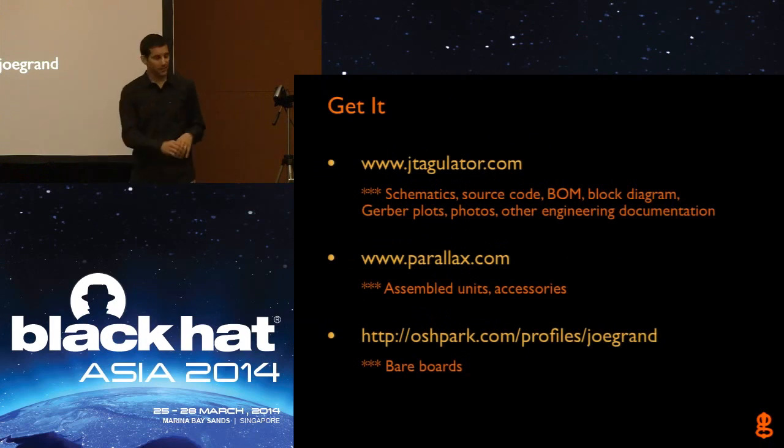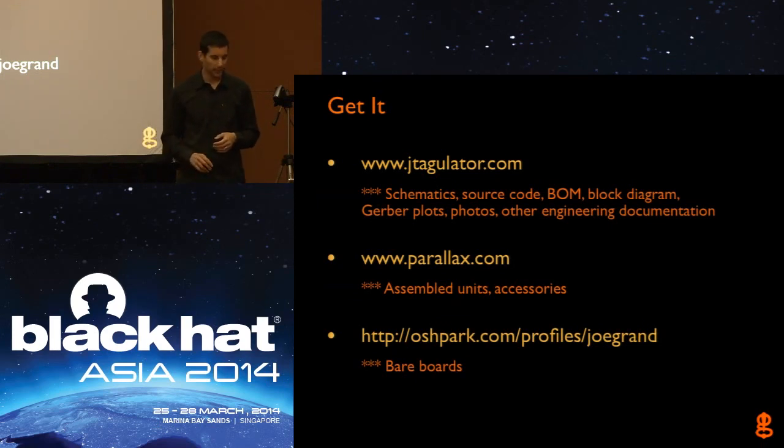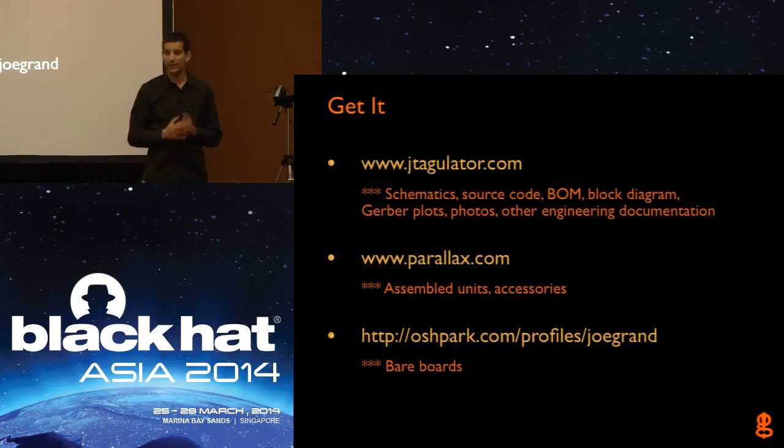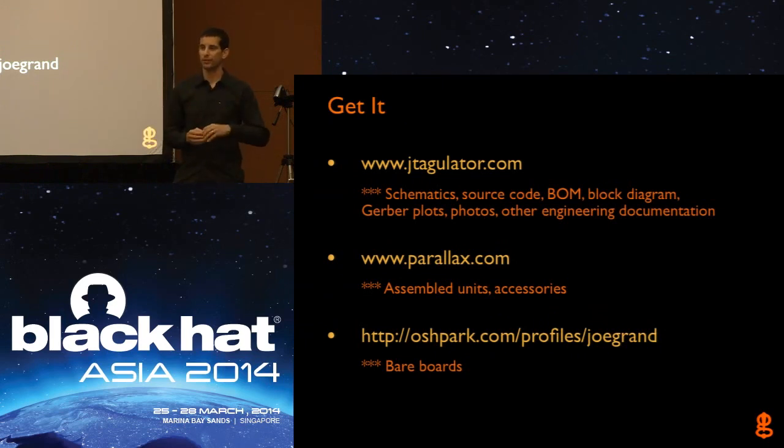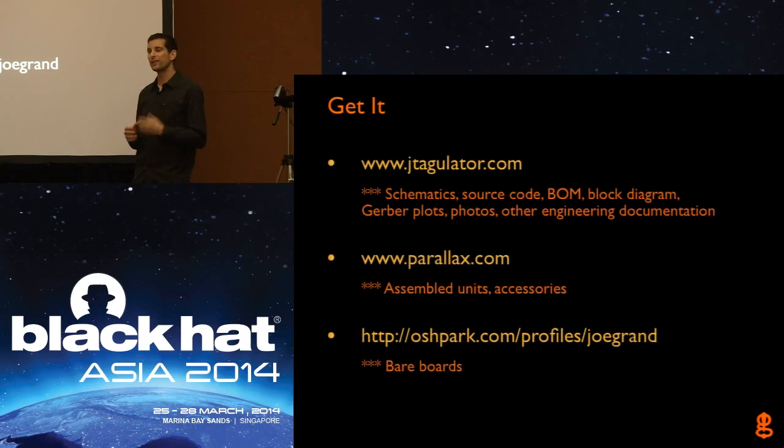If you want to get information, all the stuff is available on JTAGulator.com, which just links over to my website, which is Grand Idea Studio. So schematics, source code, bill of materials, test procedure, everything you need. Gerber plots, if you want to send those to a local PC board fabricator, you could do that. Everything's online, and then from there, there's a link to the firmware on GitHub. Parallax, I mentioned they manufacture the units. So they sell assembled units, and I believe they have the Bus Pirate probes, and they currently sell bare boards. I think they have maybe like 20 or 30 bare blank PC boards left for $20. So if you wanted to buy a bare one and build your own, you could do that.